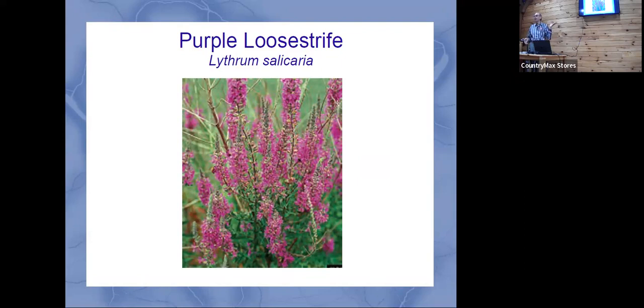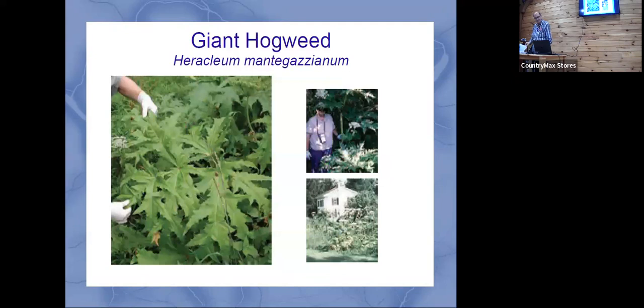But it's not the problem it used to be because of the biological control that's out there. Then one last one that I've never seen, hope I never do. Giant hogweed was introduced from the Caucasus in the late 1800s as an ornamental. One of the first locations actually was Highland Park here in Rochester. It was also introduced because beekeepers loved it because it was an abundant nectar producer that the bees really like.